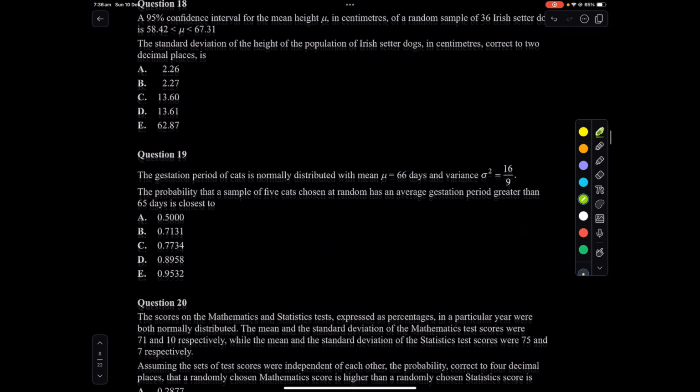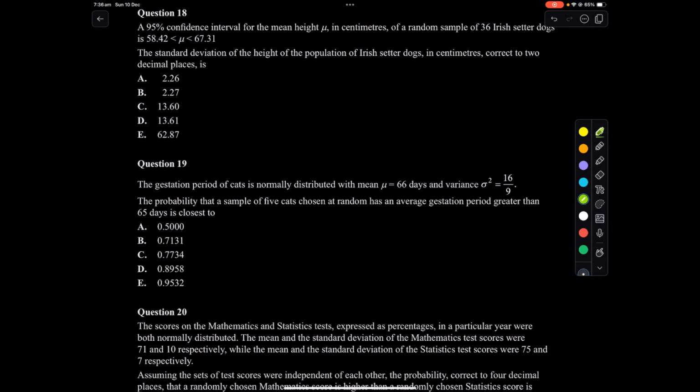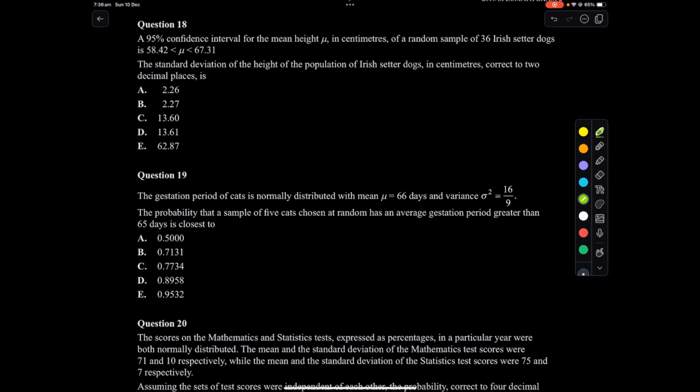Great. Question 18. A 95% confidence interval for the mean height mu in centimeters of a random sample of 36 Irish setter dogs is this. The standard deviation of the height of the population of Irish setter dogs in centimeters correct to 2. So we want the standard deviation. Okay, let's think. Well, remember the formula for the 95% confidence interval. It's going to be your sample mean minus that 1.96 because it's 95%, s over root n, and this one should equal the lower bound, so 58.42.